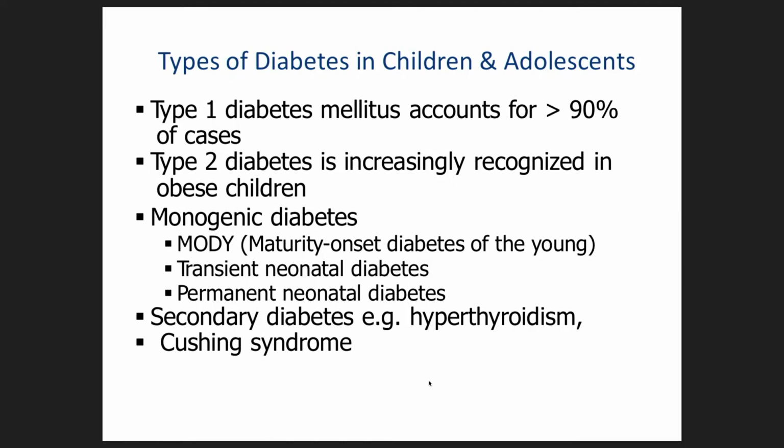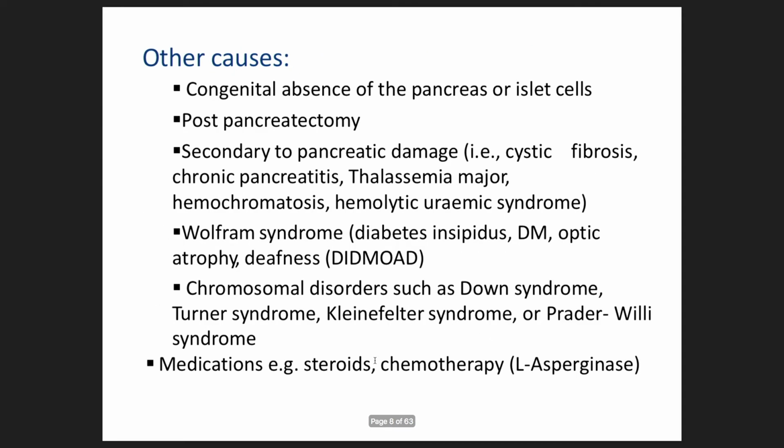So examples of secondary diabetes include thyrotoxicosis, Cushing syndrome, congenital absence of the pancreas, post-pancreatectomy, secondary to pancreatic damage, for example, children with cystic fibrosis, children with chronic pancreatitis, thalassemia major because of hemosiderosis, those with hemochromatosis, hemolytic uremic syndrome.